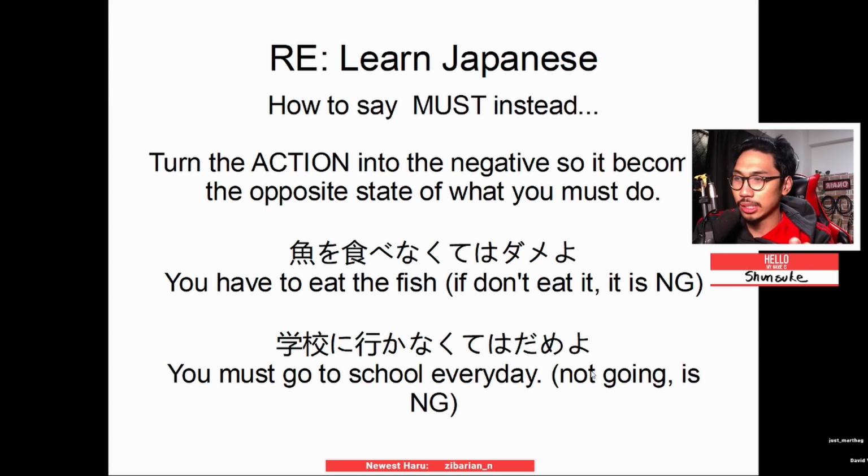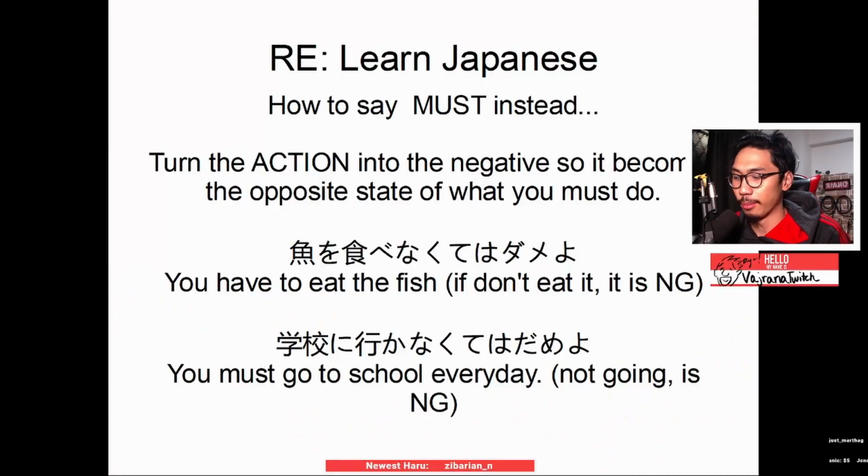So that's basically where it's coming from. It's basically the same kind of thing. So if you just wire that into your brain, where this kind of thinking is coming from, it makes more sense than to just rote memorize this out.